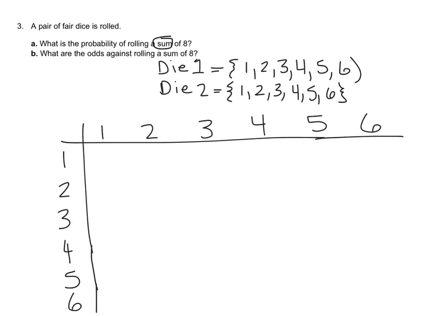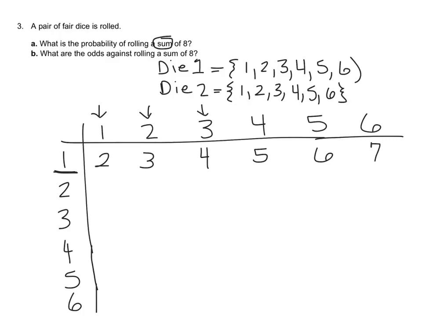So the first sum is the sum of having a 1 on the first die and a 1 on the second die. So 1 plus 1 is 2, so I'm going to write a 2 here. My second sum is having a 1 and then a 2, and 1 plus 2 is 3. My third is a 1 and a 3, so that would be a sum of 4. And I can continue this as writing a sum of 5, 6, and 7 for my choices.